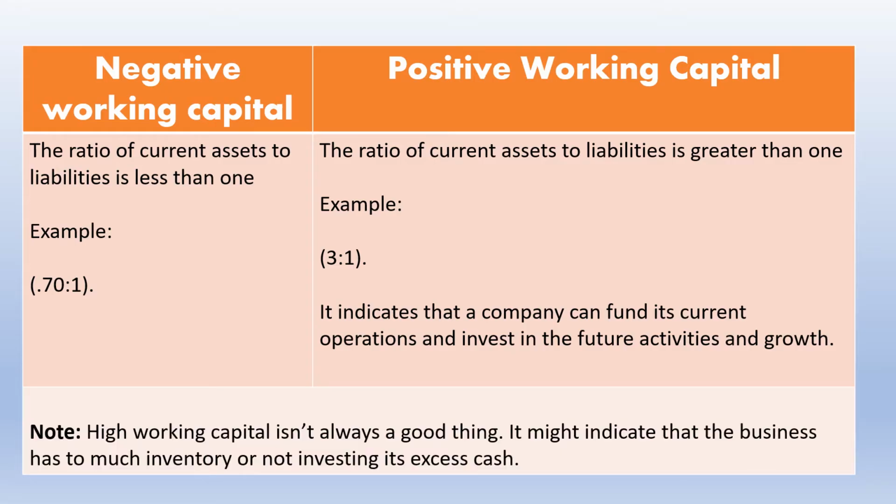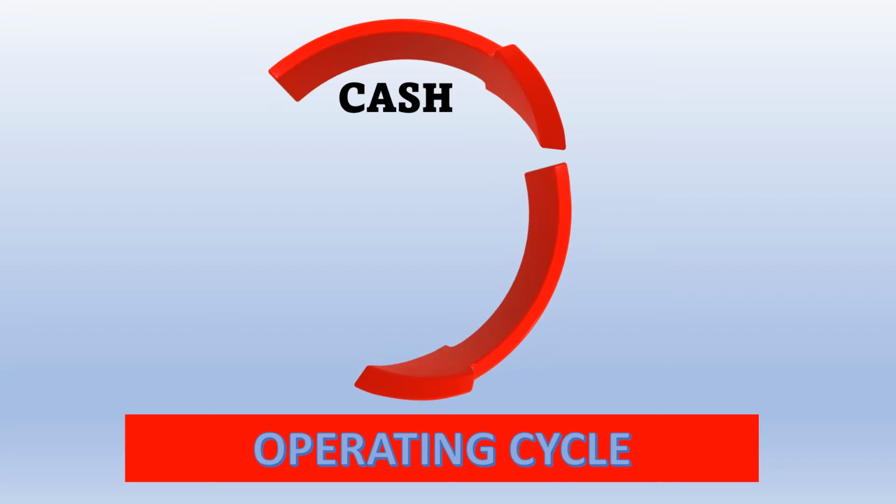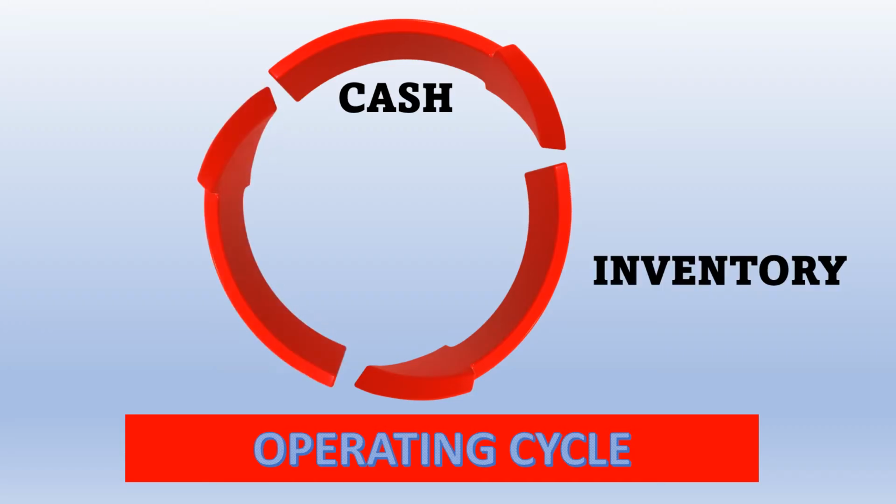High working capital is not always a good thing. It might indicate that the business has too much inventory or is not investing its excess cash. A business will typically need working capital when its operating cycle is too long. The business will make an initial outlay of cash to produce goods or inventory, sell the goods and inventory through cash or credit, and receive cash from customers after the credit policy and related payment terms are applied.